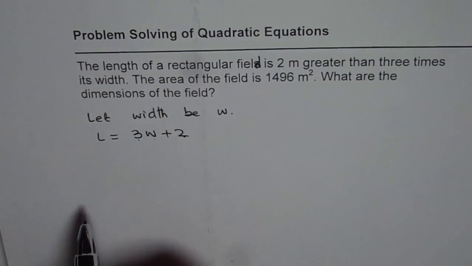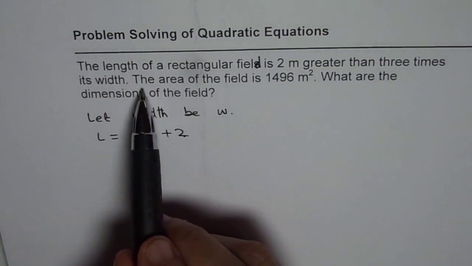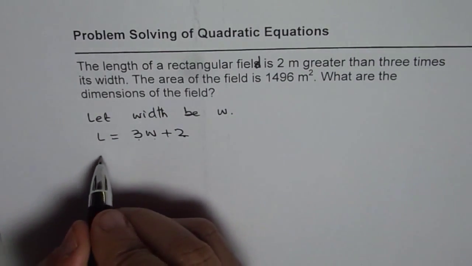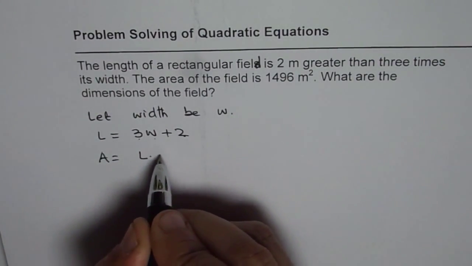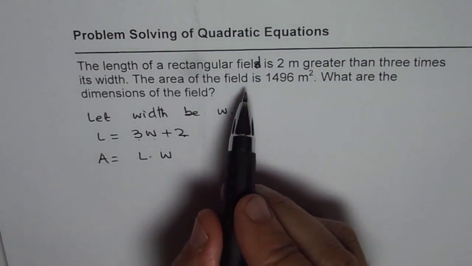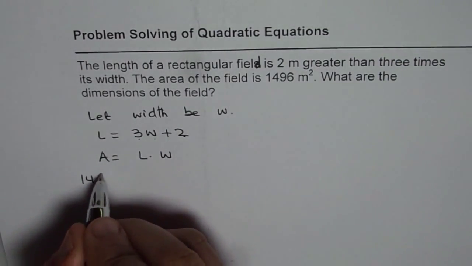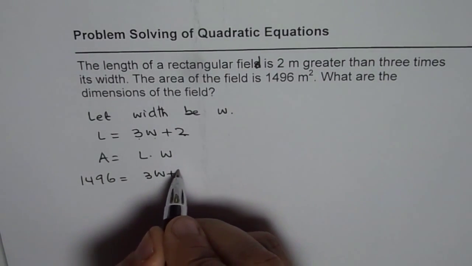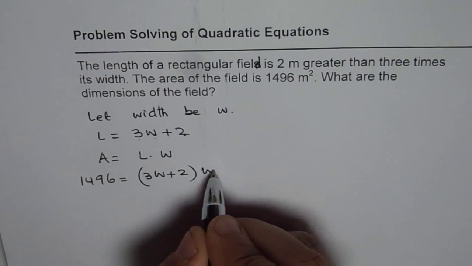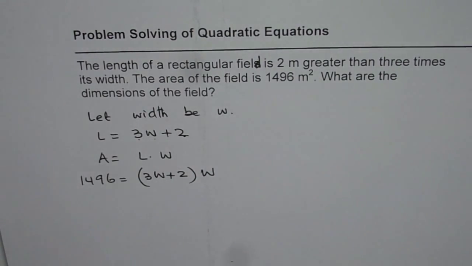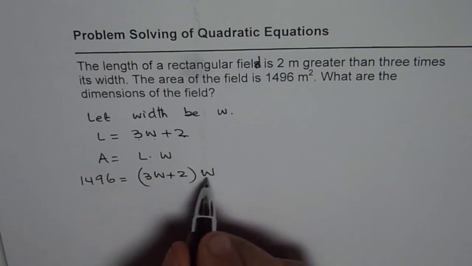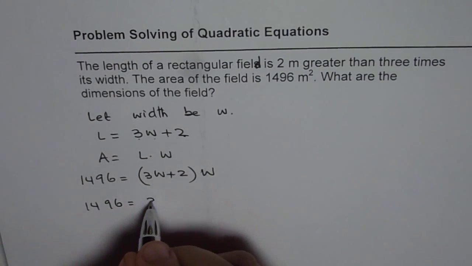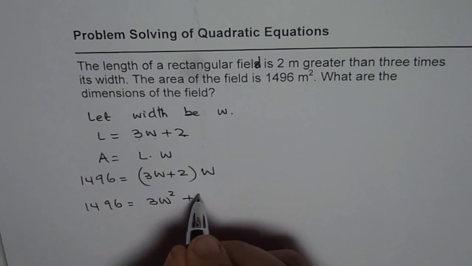You get the idea. Now the question says the area of the field is 1496 meters square. Now area is length times width. We are given area as 1496, so we can write 1496 here. Length is 3W plus 2 and width is W. So that is how we get our equation. We can now open this using the distributive property. We get 1496 equals 3W square plus 2W.